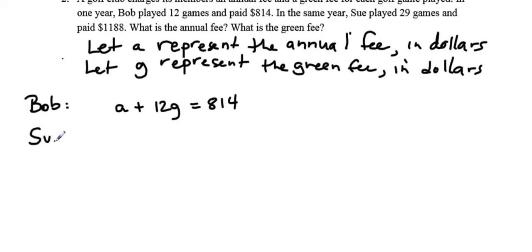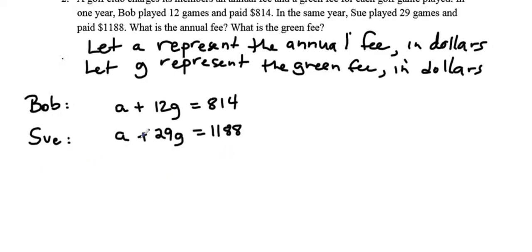And then Sue, she did the same thing, except she paid an annual fee, I don't know how much, and she went quite a few times, 29 times, that green fee every time, and altogether she paid $1,188. So again, I could look at those and decide whether I'm going to do elimination or substitution, and it's set up nicely for elimination, but just to change things up, I'm going to do substitution.